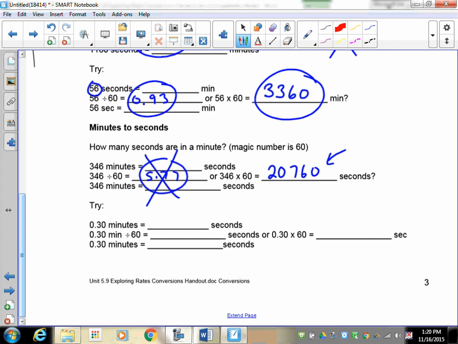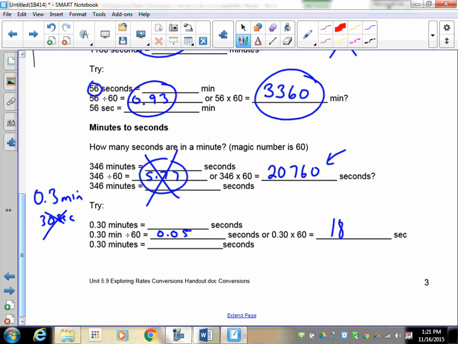Okay? So the next one is take 0.3 minutes and convert it into seconds. Now remember, 0.3 minutes is not 30 seconds. Okay? Don't go there. 0.3 is 3/10 of a minute. Right? So you can do one of two things. You can divide by 60, and that is 0.05 seconds. 5/100ths of a second. Or you can multiply by 60 and get 18 seconds.